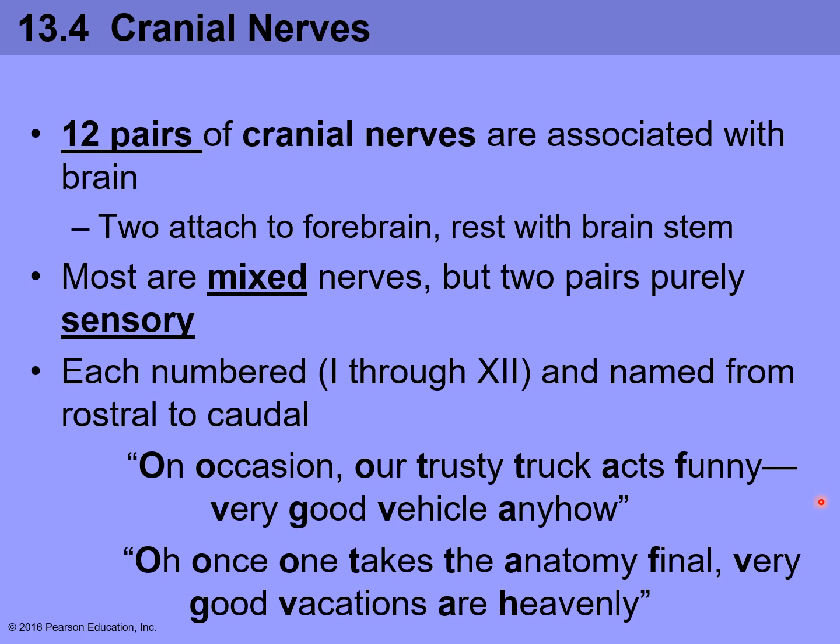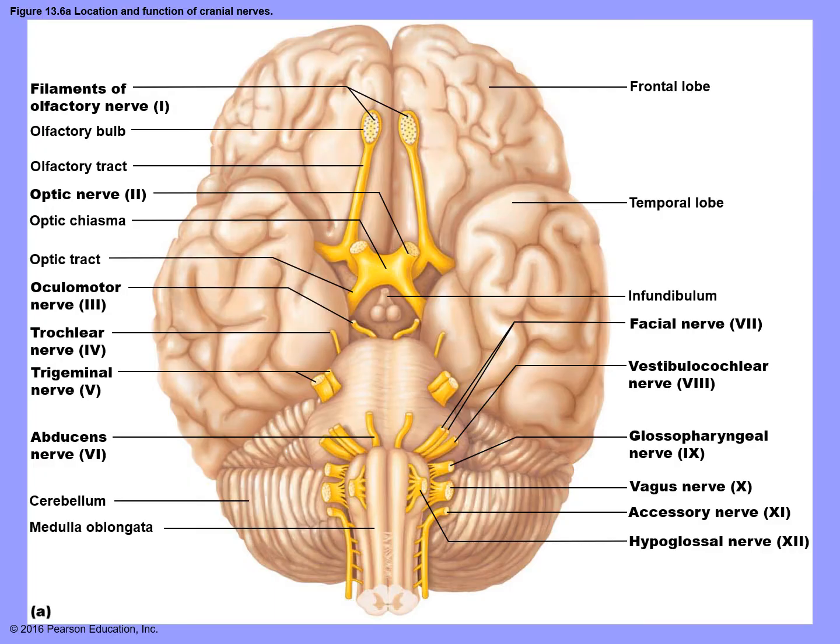There's 12 pairs of them. Two are attached to the forebrain, the rest are with the brain stem. Most of these are mixed nerves. We number them 1 through 12, using Roman numerals, and we give them a name and a number. There are different little phrases you can use to help you remember. Just find what works best for you. You may make one up that works best for you.